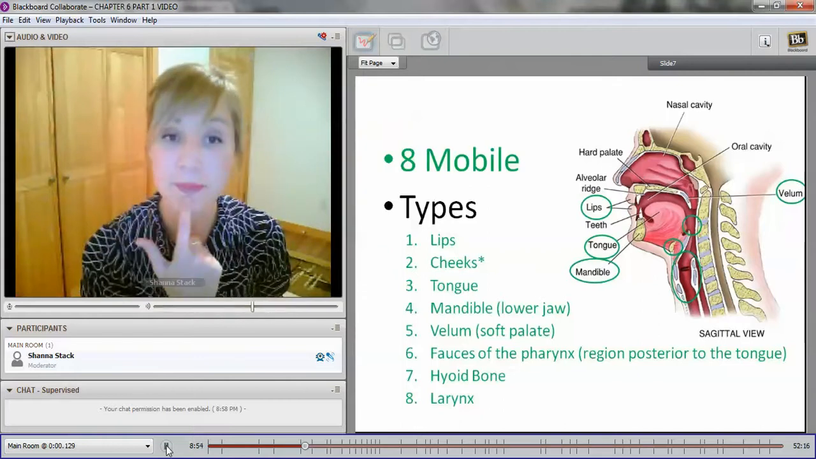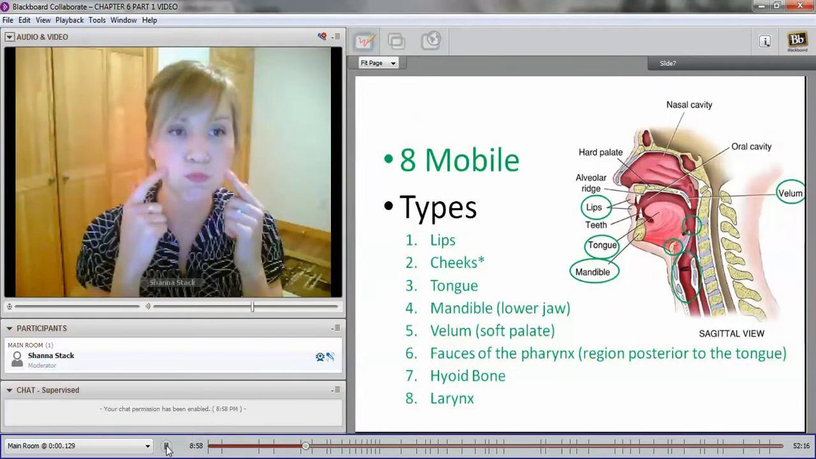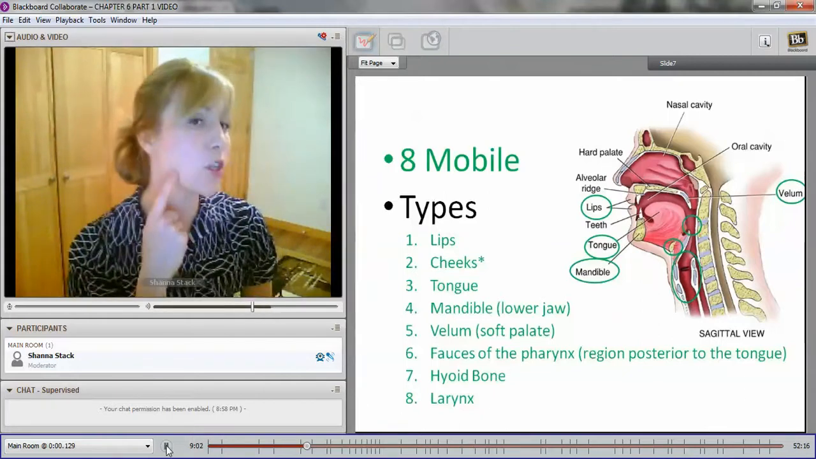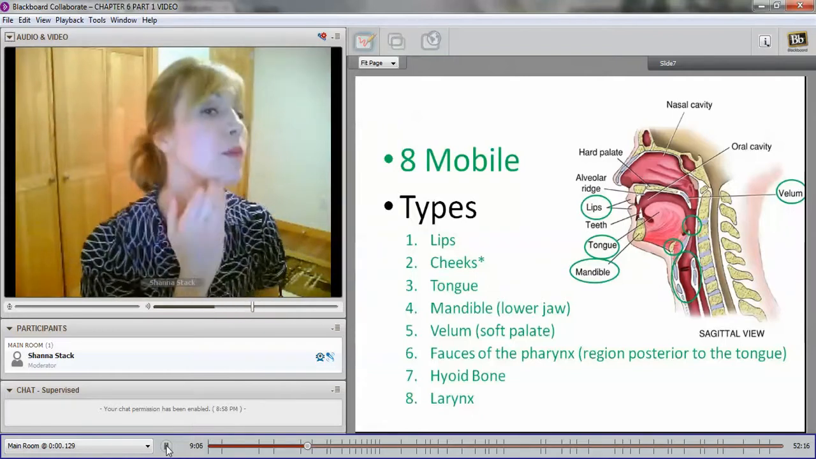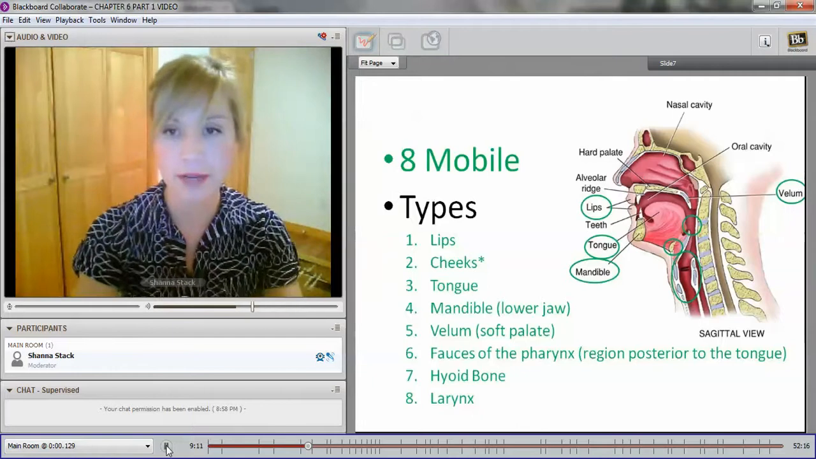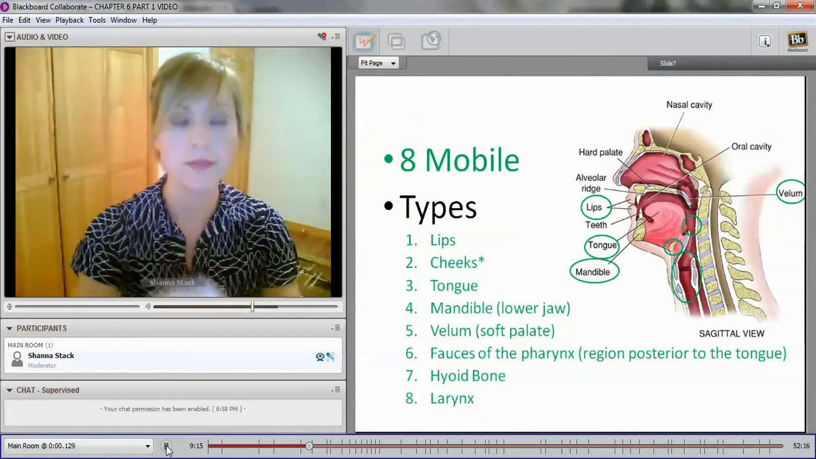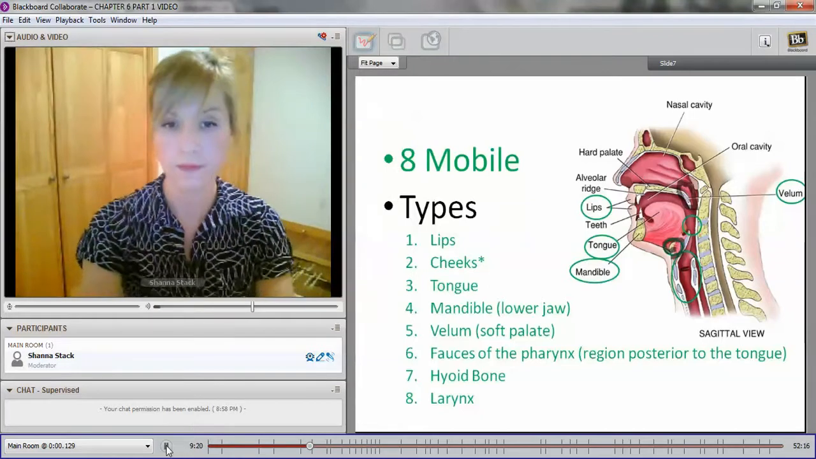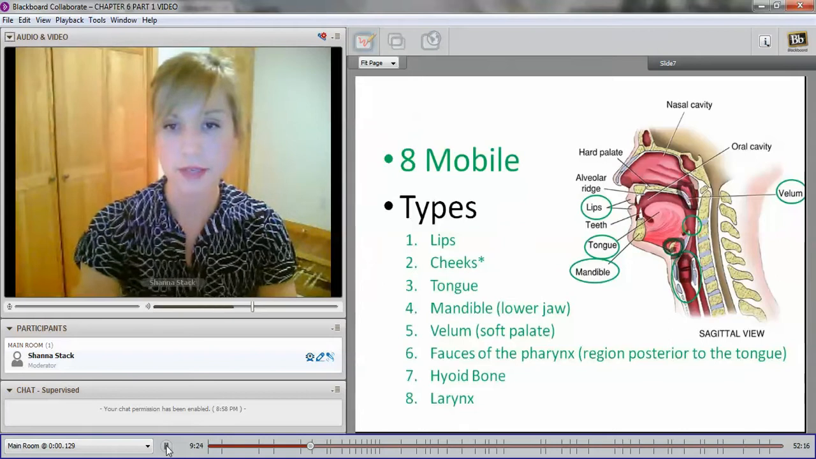So your lips are mobile articulators, your cheeks, your tongue, your mandible, your lower jaw. However, your maxilla is immobile. So mobile, immobile. Your velum or soft palate, right here, is mobile. Your hyoid bone, right here. And then your larynx.